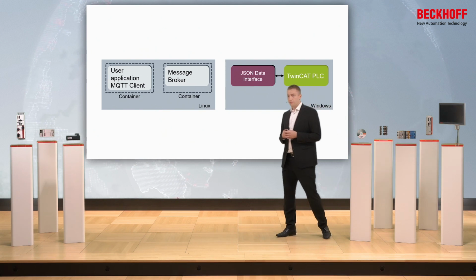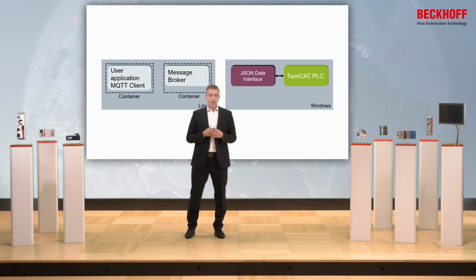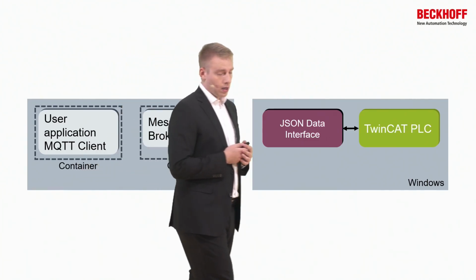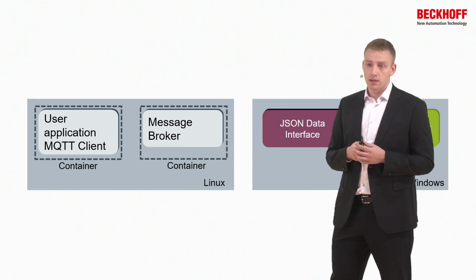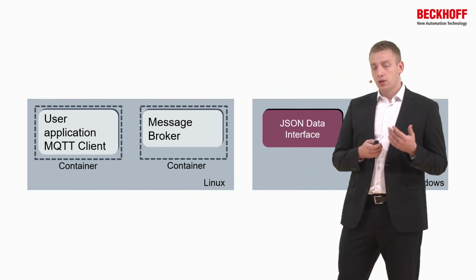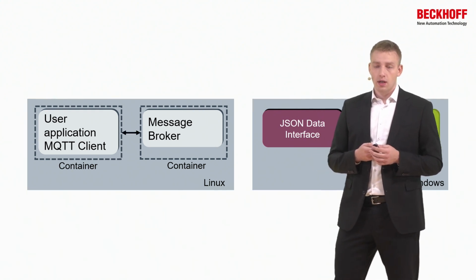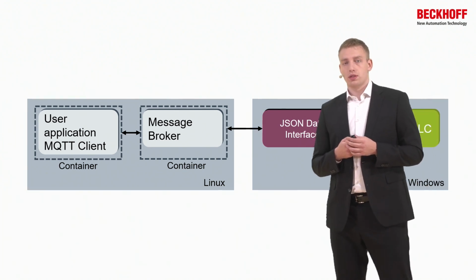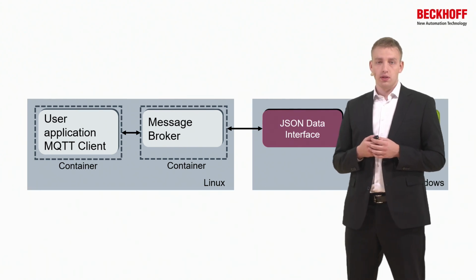Another scenario could be that the TwinCAT PLC is running on a Windows system together with the JSON data interface, and the MQTT client is running in a container on the Linux system, same as the message broker, and we could then connect the JSON data interface, so the MQTT client of the TwinCAT system service, and the user application to this message broker, and we could easily set up a communication between Linux and Windows.